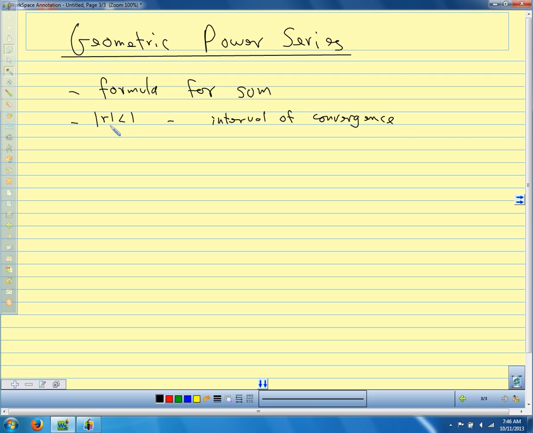So this is all we have to do to come up with our interval of convergence: whatever our common ratio is, we just have to say the absolute value of that thing is less than 1. And we're done. That's where it converges. So these are the things that make geometric power series nice.